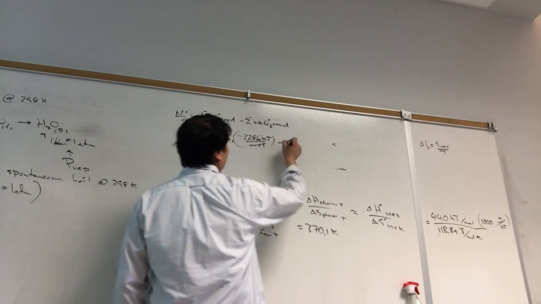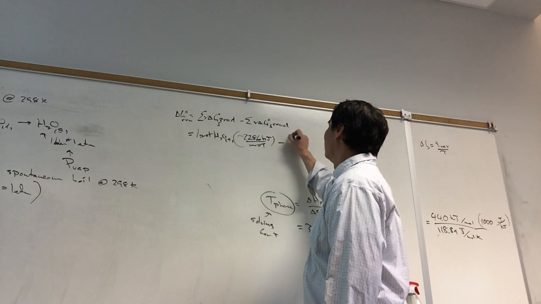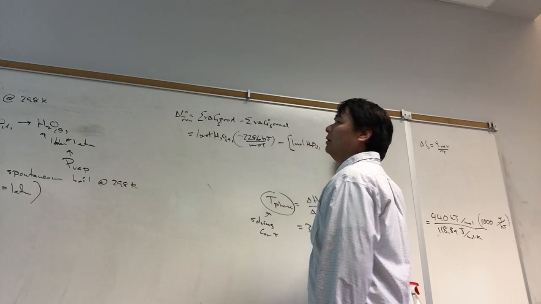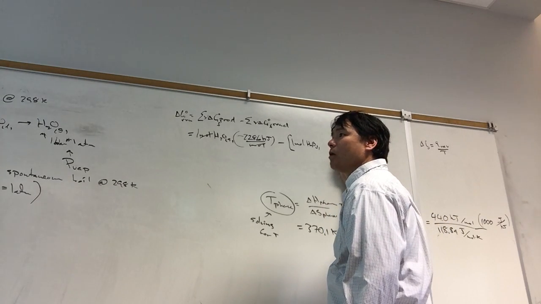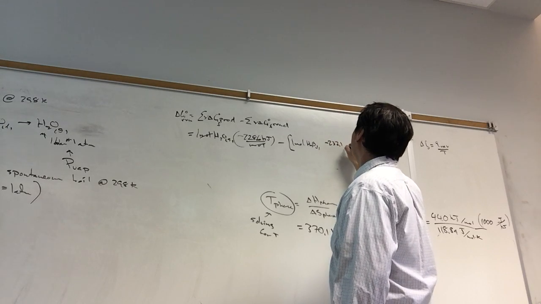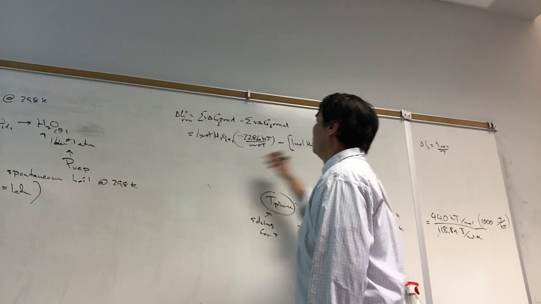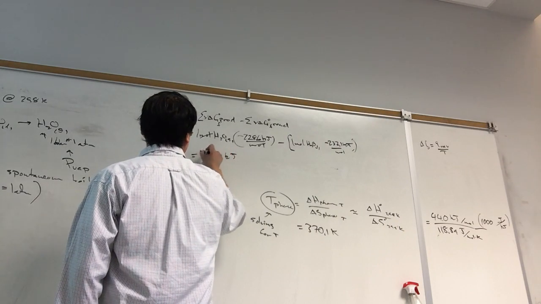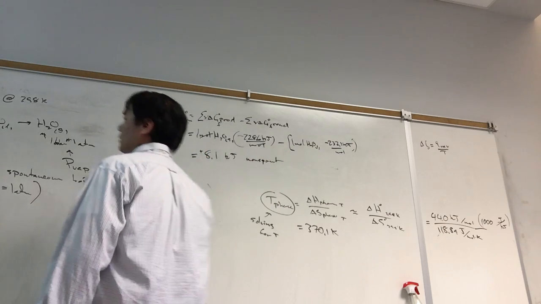Kilojoules. That's the product, H2O gas. The reactant is 1 mole of H2O liquid, and that's going to be minus 237.1 kilojoules per mole. And that gives us 8.5 kilojoules, is that correct? Positive. And so this is non-spontaneous. Delta G is greater than 0.